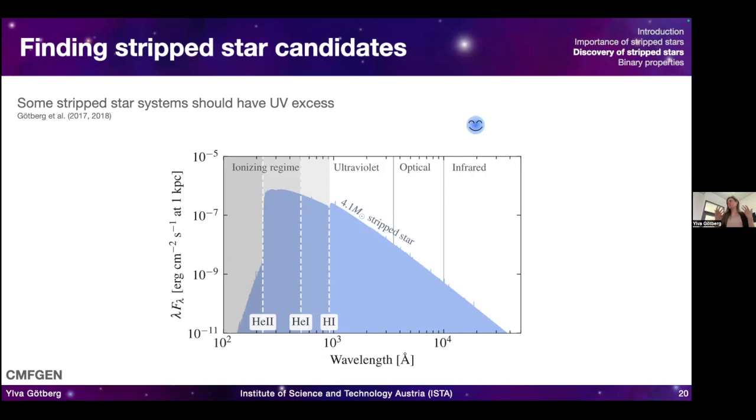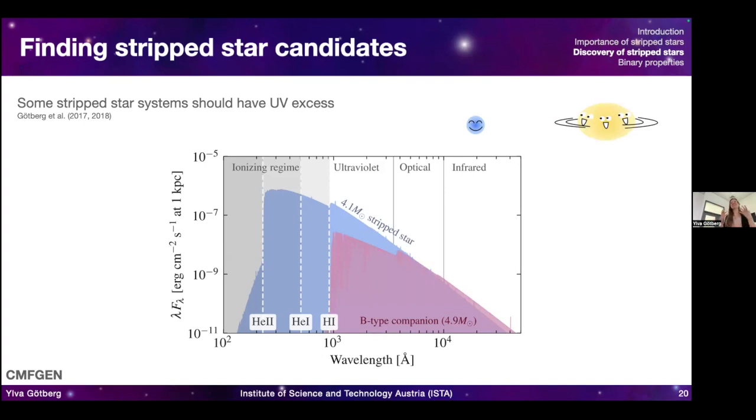Why is it that this is hard to see? Because there's often a companion star, no? So here I put a rather low mass companion together with this 4 solar mass stripped star, a 5 solar mass companion. And you can see in the optical, actually, they have rather similar brightness, and they even have similar color. The slope is very similar.